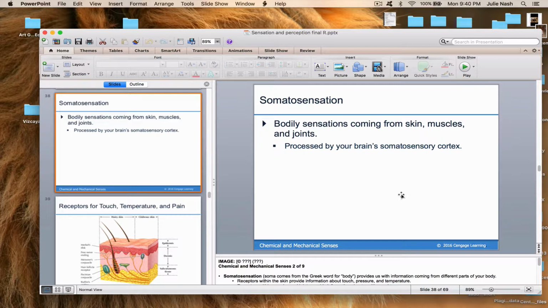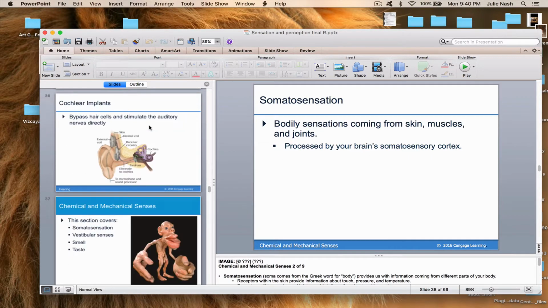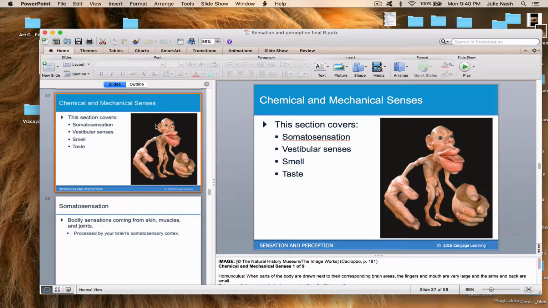Okay, so somatosensation. If you remember from chapter 2, you have a somatosensory cortex, and that's a part of the brain that is right next to, so if you look at the lobes, if you go back to chapter 2 and you look at your lobes, you've got your frontal lobe and your parietal lobe. Along the parietal lobe, along the central fissure that divides those two lobes, there's a strip, and it's our sensation cortex, somatosensory cortex.